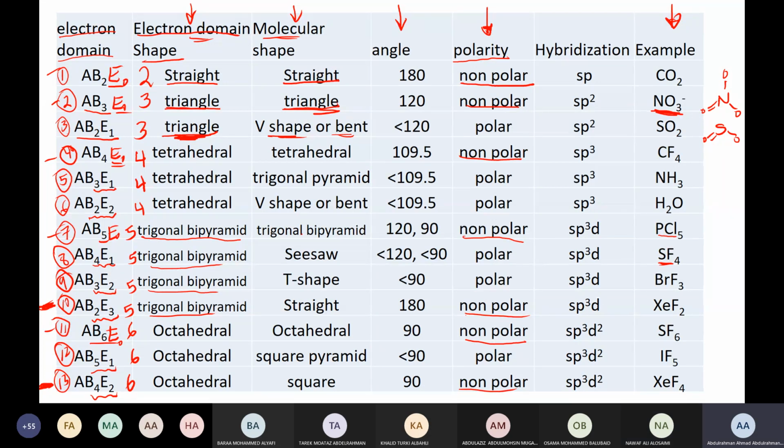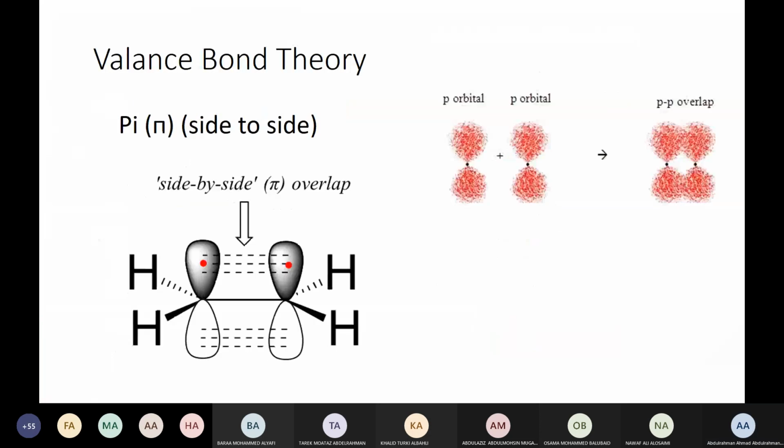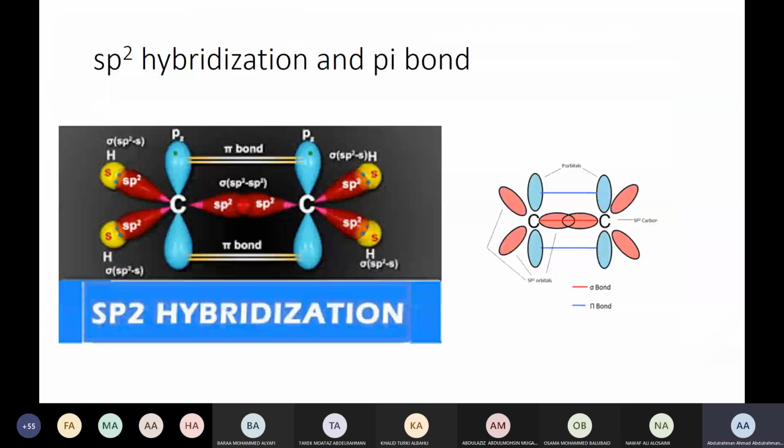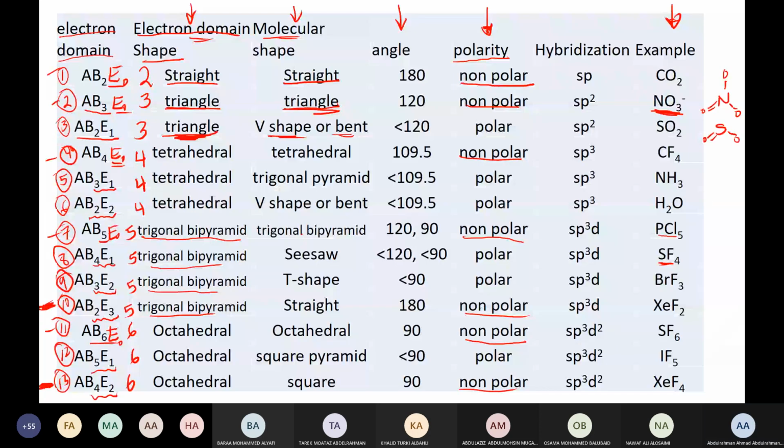So we can tell the polarity now. You have to memorize this table. Is this clear? Okay, I'll give you an example. Clear. So let's go. I'll stop this show now.